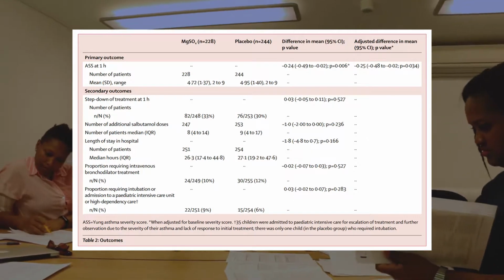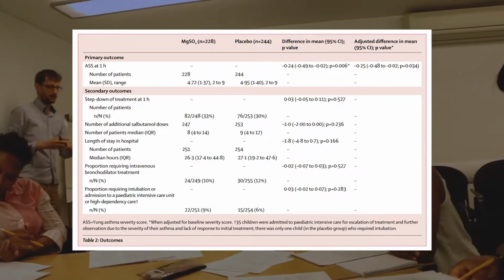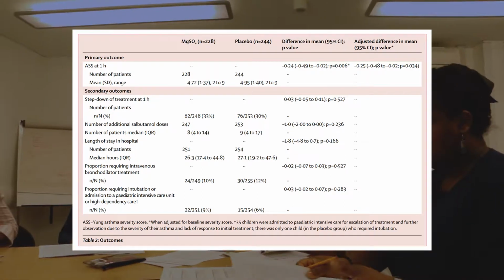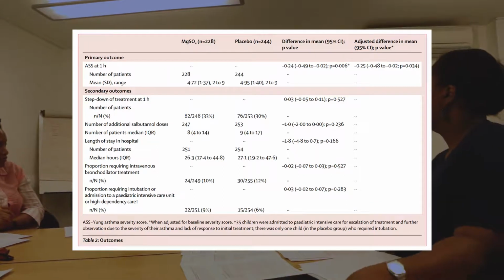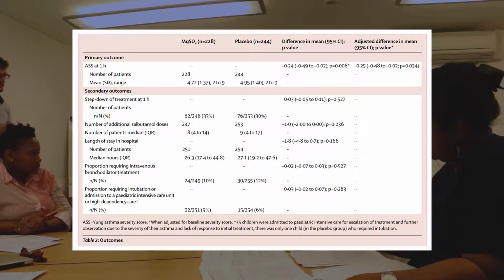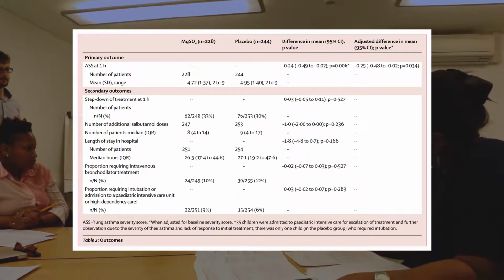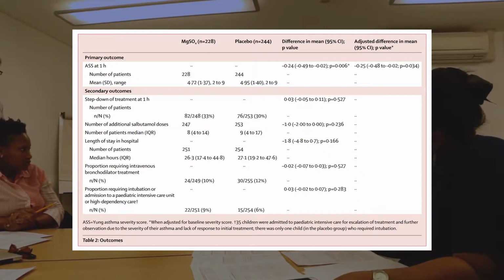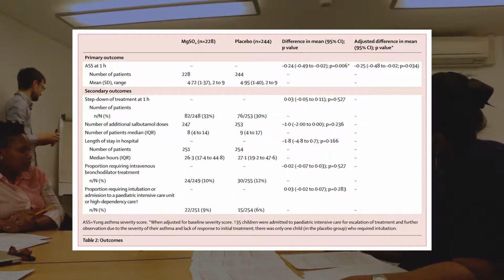So they looked at a few different outcomes. The primary outcome that they looked at was the asthma severity score. We'll call it the Young Asthma Severity Score to avoid the obvious acronym. They were looking at that at 1 hour, sort of post-treatment, 60 minutes. And they did that by looking at the difference in the mean asthma severity score between the two groups.